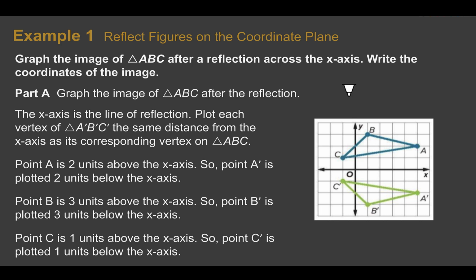So in order to do that, we need to remember that with reflections, the pre-image and the image are the same distance away from the line of reflection. So if the line of reflection is our axis here, each point from the pre-image is the same distance away as the image. So here we can see A is 2 units above the x-axis, so A prime would be 2 units below it, same distance away. B, 3 units above, so B prime would be 3 units below. C, 1 unit above, so C prime is 1 unit below.